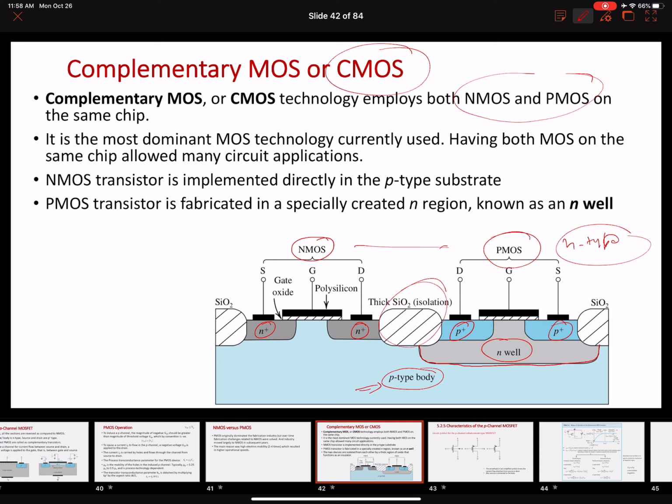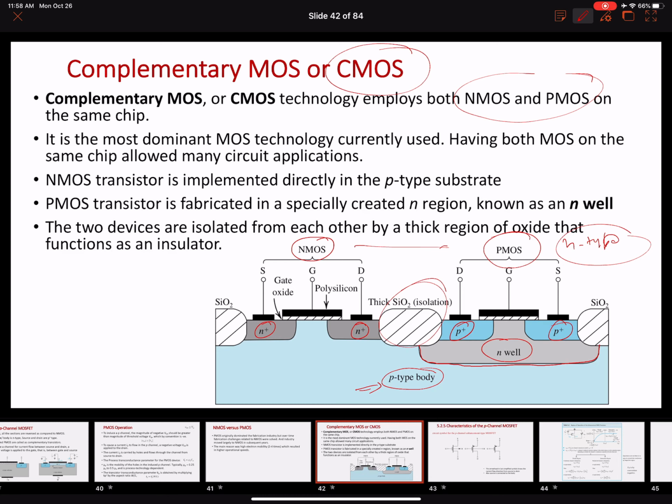We talked about this. The PMOS is fabricated in a specially created N region known as an N-well, and they are separated by a thick oxide layer, which serves as an insulator between the two transistors.